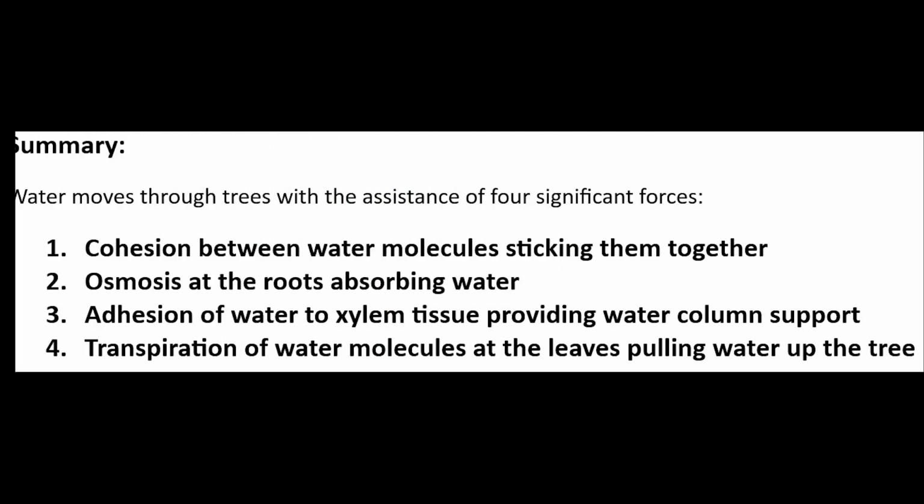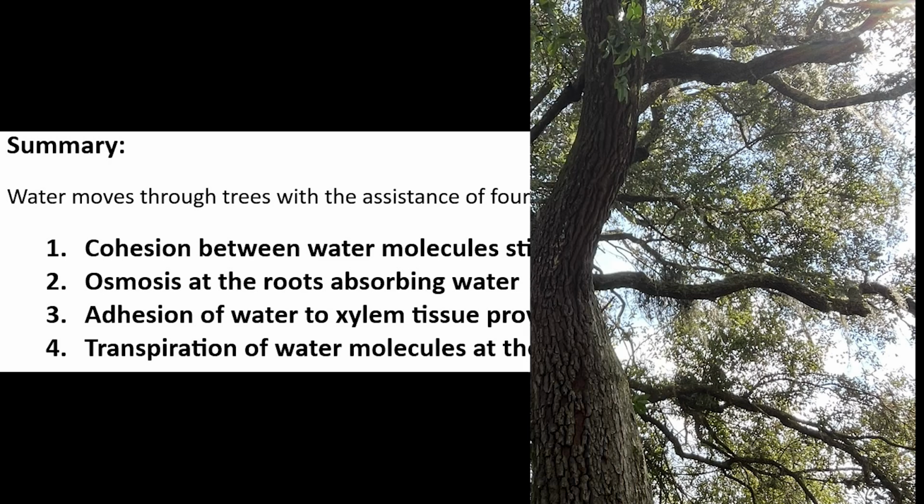Water moves through trees with the assistance of four significant forces. 1. Cohesion between water molecules sticking them together. 2. Osmosis at the roots absorbing water. 3. Adhesion of water to xylem tissue providing water column support. And finally 4. Transpiration of water molecules at the leaves pulling up the water.